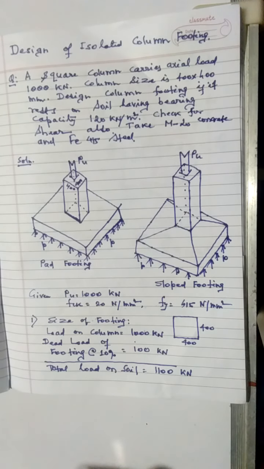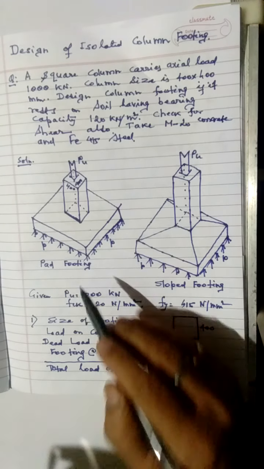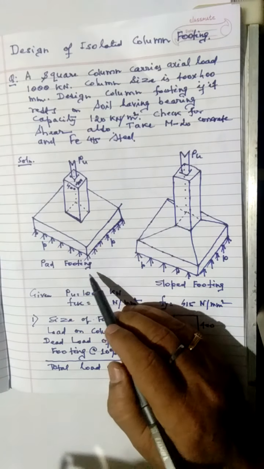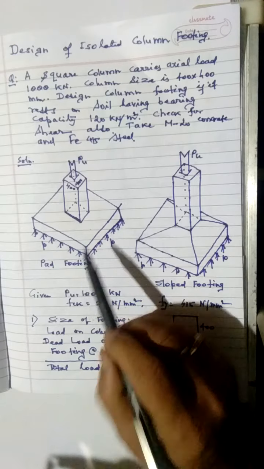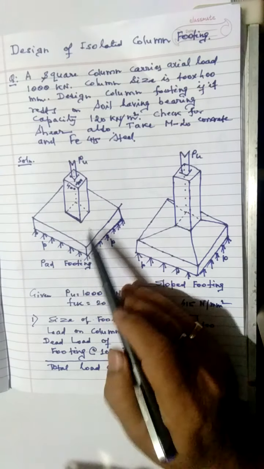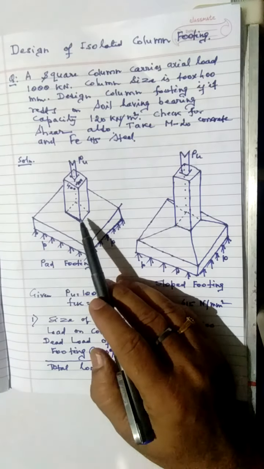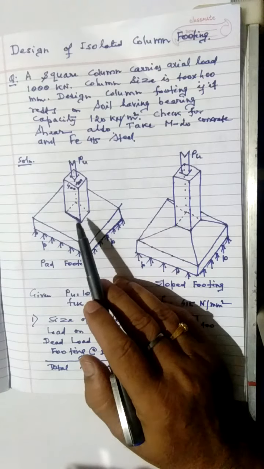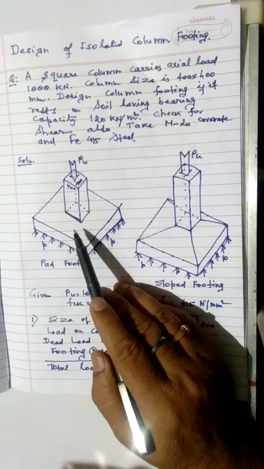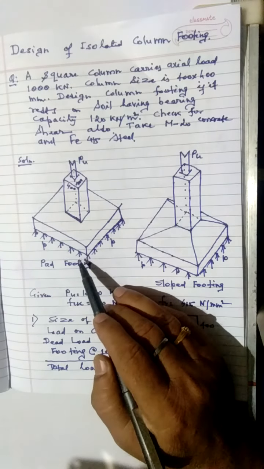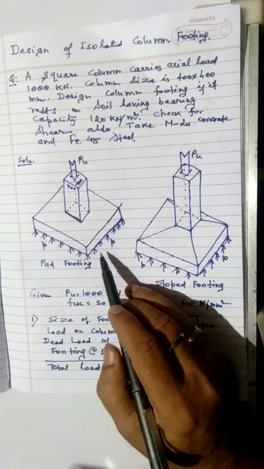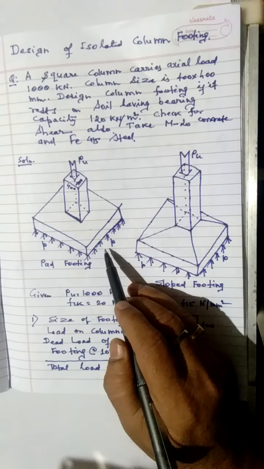As per the problem statement, we have to design a column footing, an isolated column footing. In fact, isolated column footings are of two types. The first type may be pad footing. In pad footing, the top of the footing is purely horizontal and the column is just a vertical member attached to this pad footing. The base of the footing rests on the soil, which applies an upward pressure from its bottom.